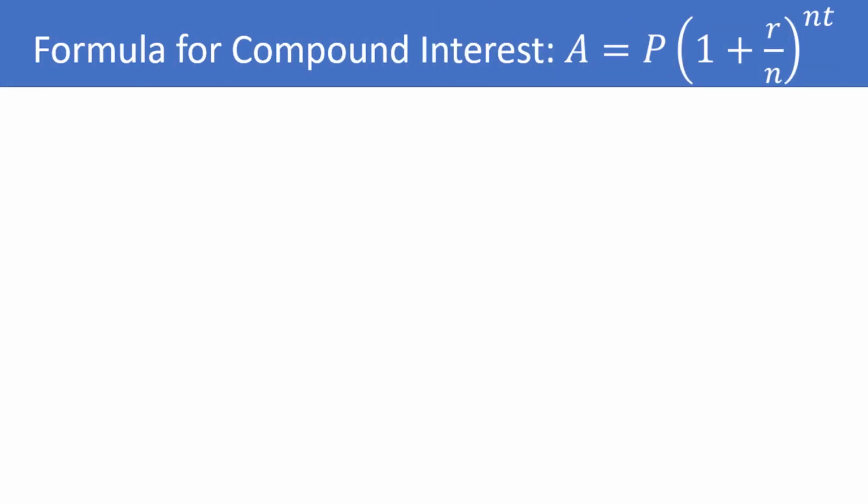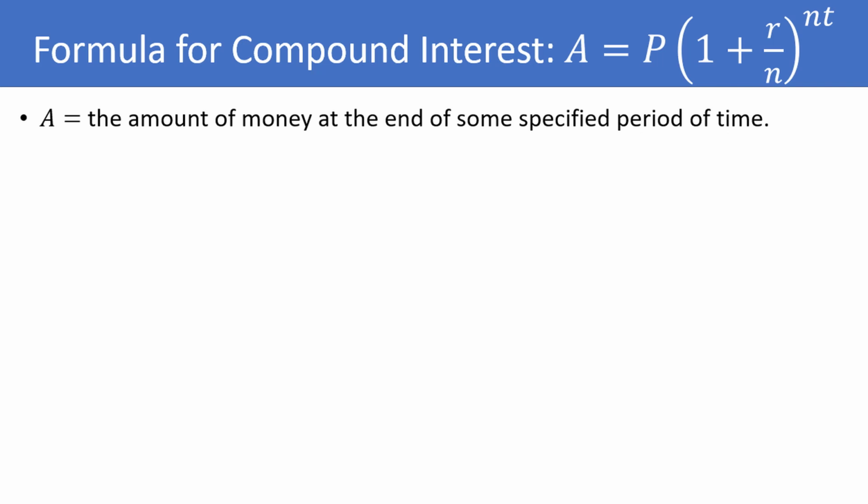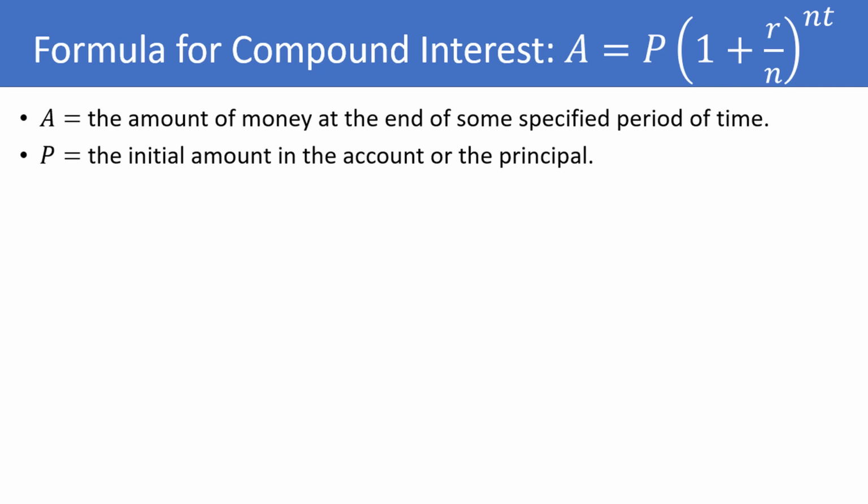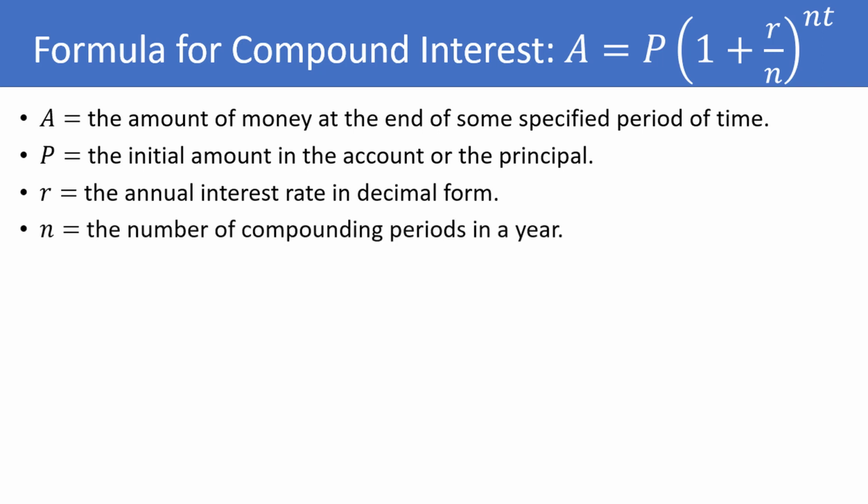Due to the complexities of compounding, mathematical geniuses have come up with a formula to find the future value of an investment in a compound interest account. The formula is A equals P times (1 plus r over n) to the n times t power, where A is the amount of money at the end of some specified period of time, P is the initial amount in the account, sometimes called the principal, r is the annual interest rate in decimal form, so the interest rate per year, n is the number of compound periods per year, as we have discussed, and t is time in years into the future that you want to know the balance of the account for.